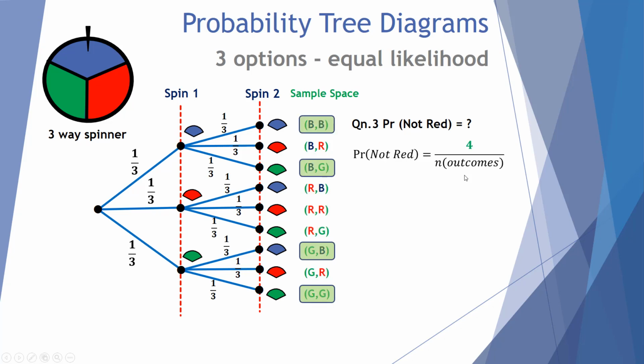Another way I could have done this was to look at the probability of not getting reds, which would be 1 take the probability of getting reds, because there's 1, 2, 3, 4, 5 ways in which you can get reds. 5 on 9, 1 take 5 on 9 gives me 4 on 9.